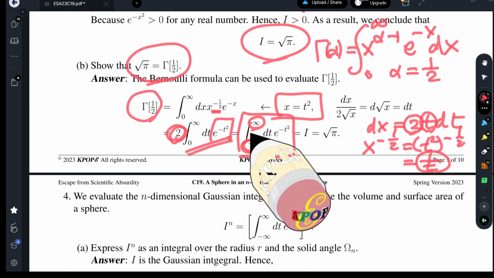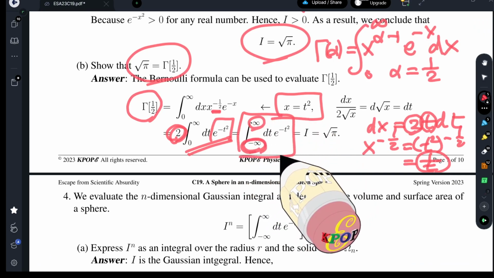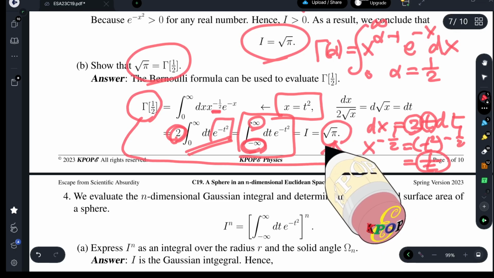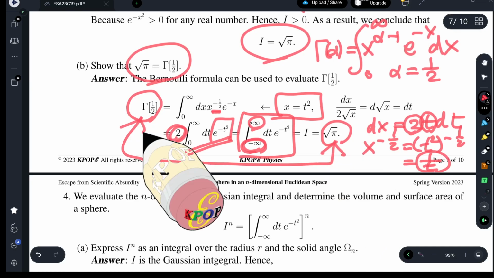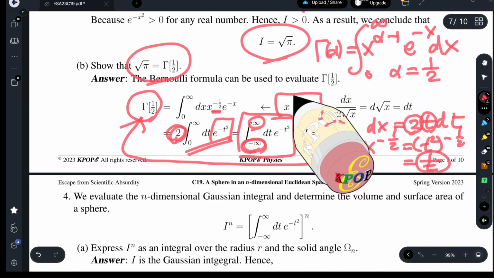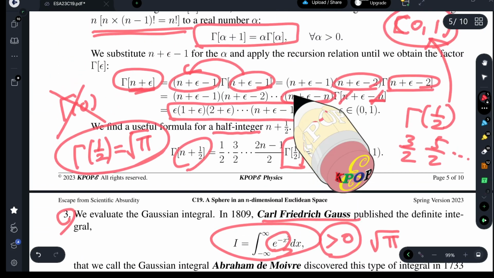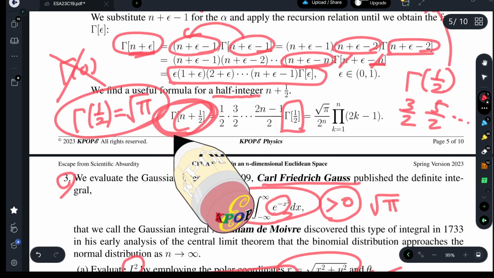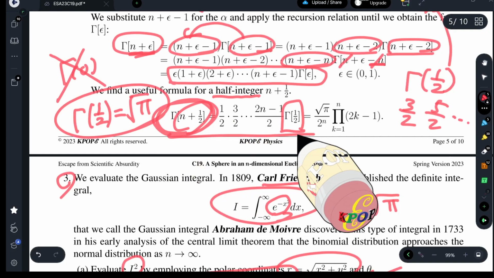As a result, because the Gaussian integral is square root of pi, we conclude that gamma 1/2 is square root of pi. Using this, we can evaluate the gamma function at any half integer, and it can be expressed in this manner.